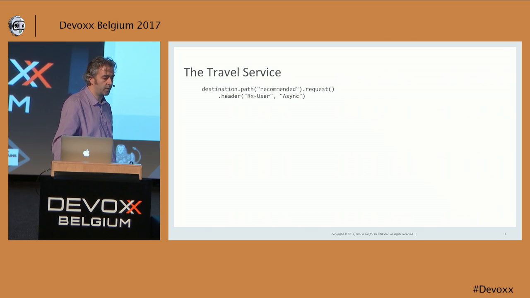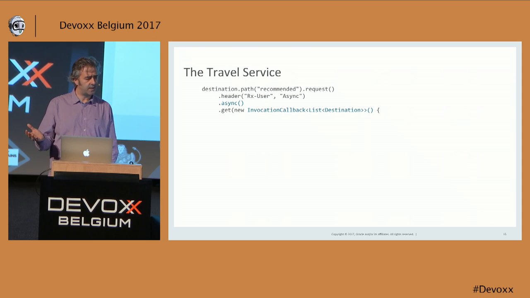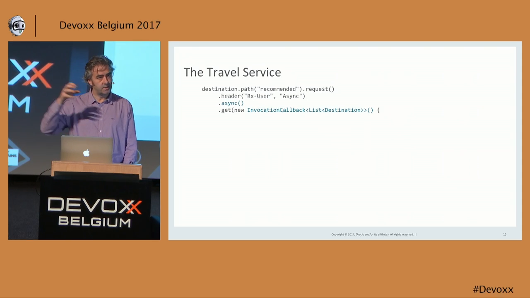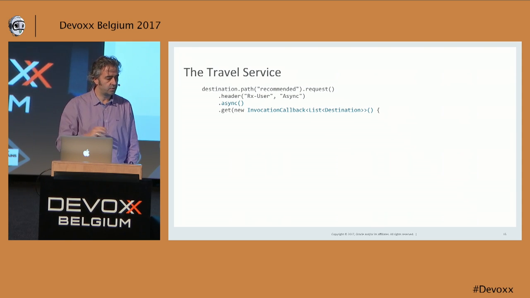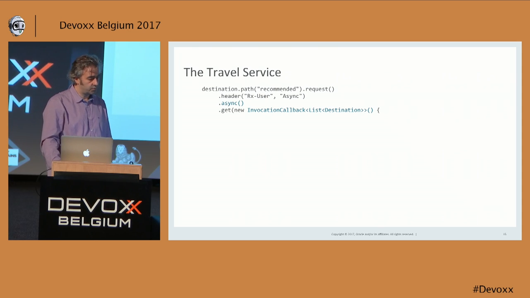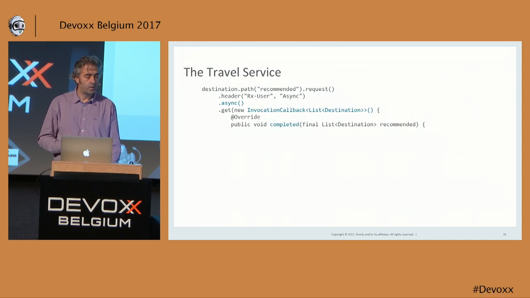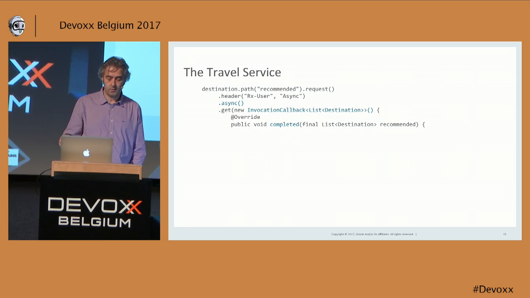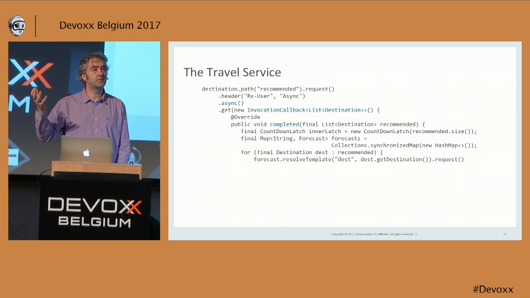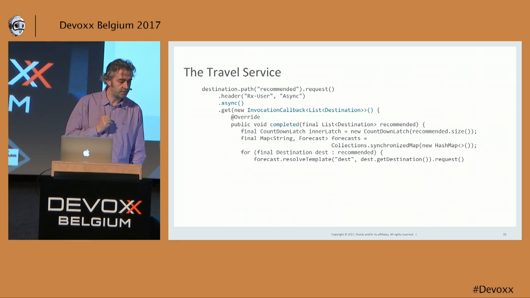So we first do a request. It's an async request, right? So that means that request is basically to get the destination that we want to suggest to the users. So it's an async request, so we need to pass it an invocation callback. That invocation callback has 2 methods, a completed method, so that's basically when we have all the destinations to suggest.